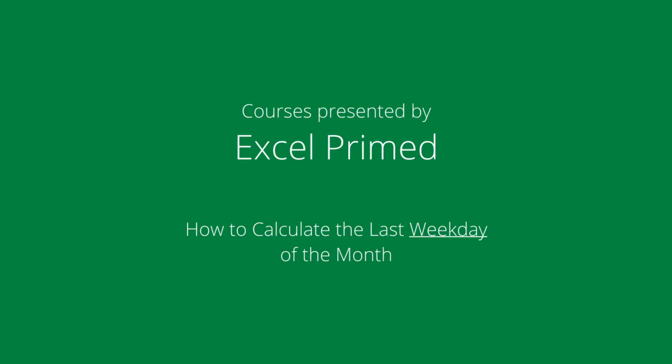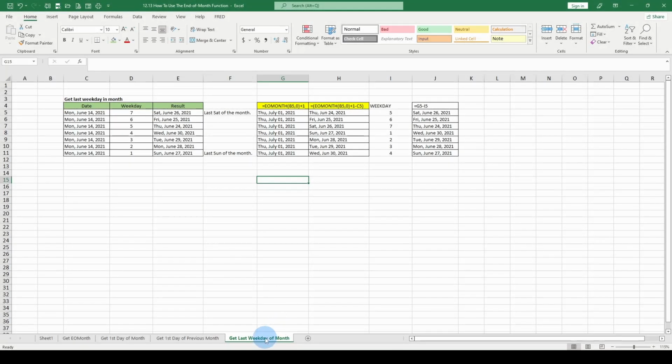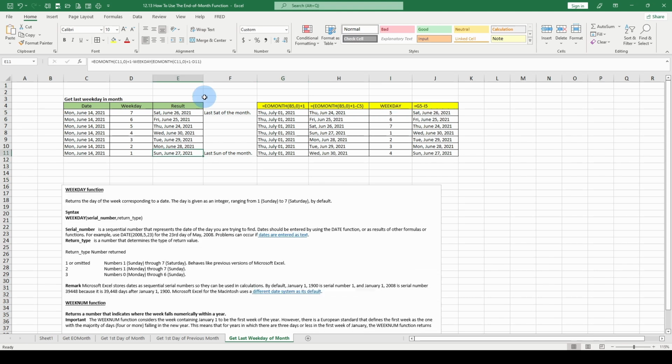How do we get the last workday of a month? Let's go to the get last workday of the month worksheet. We're asking this question: get the last weekday in a month. And in this example, we will state specifically what day we're aiming for.